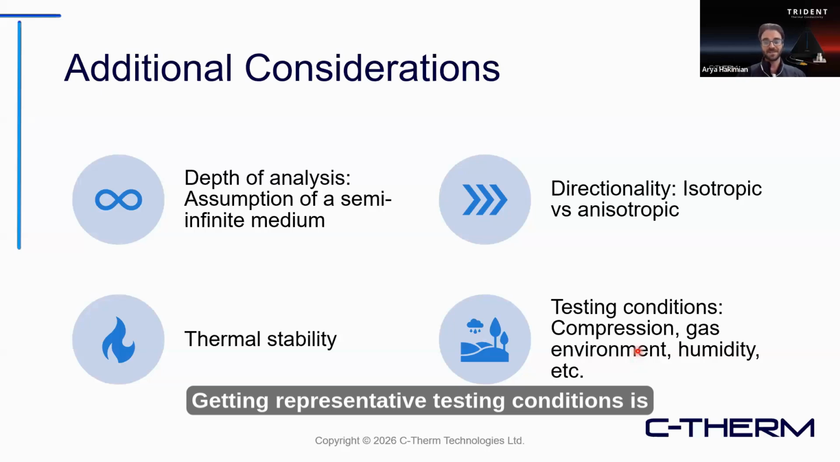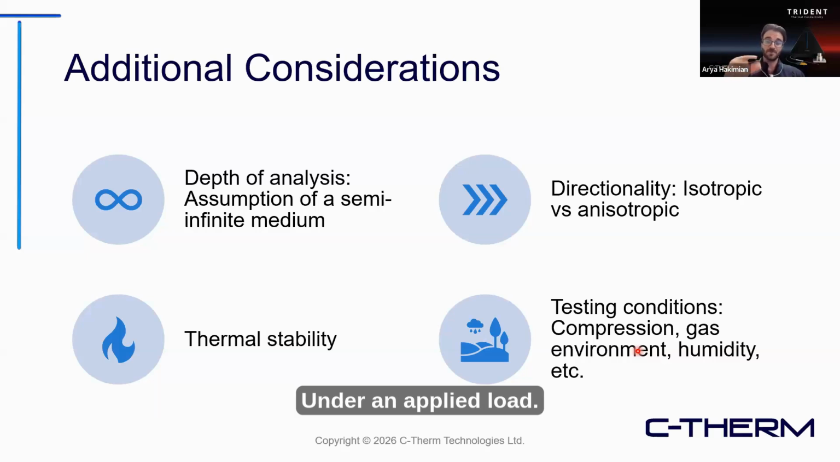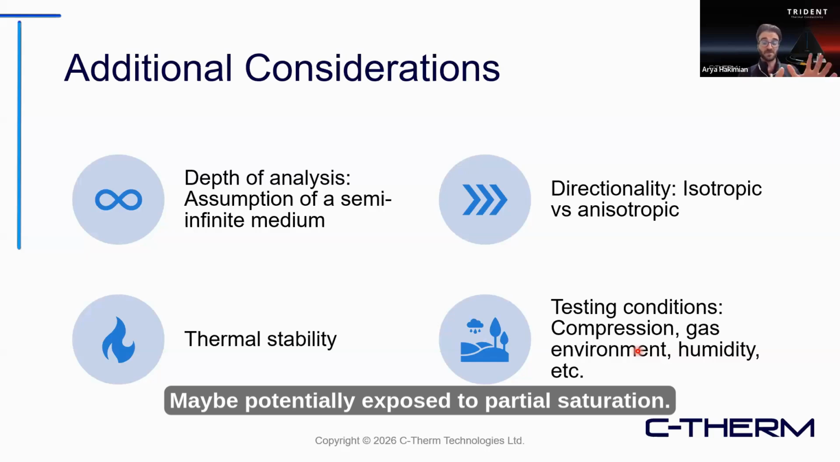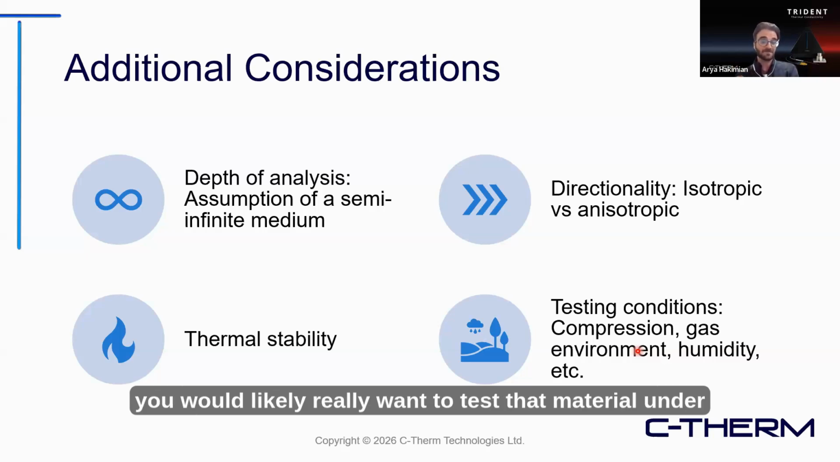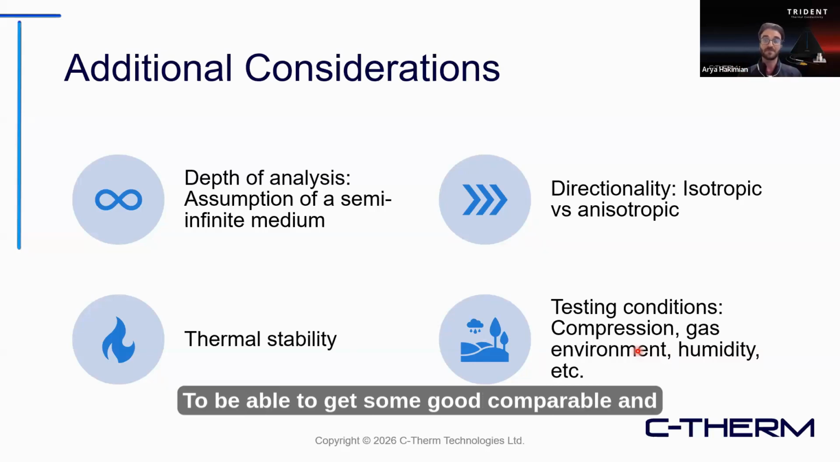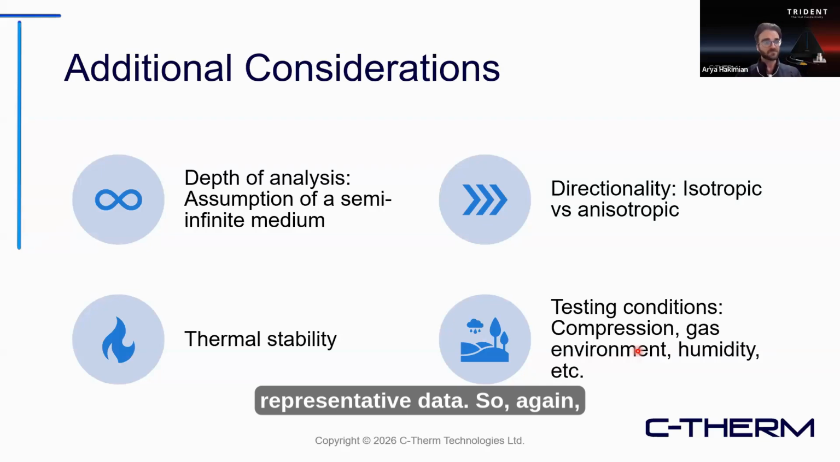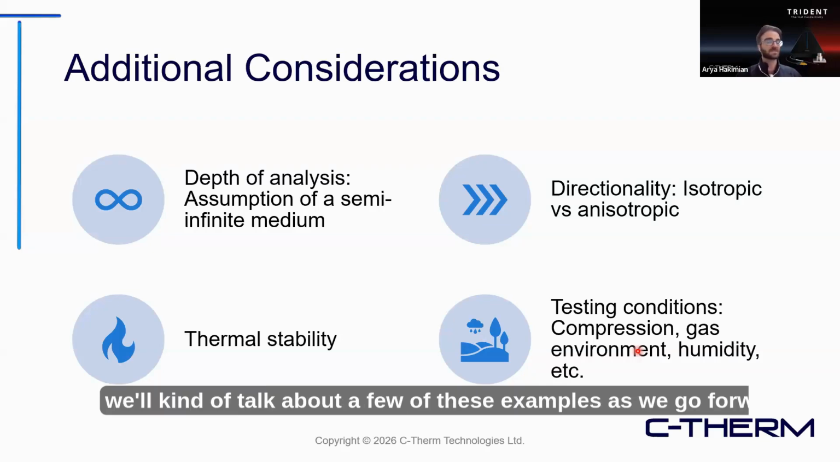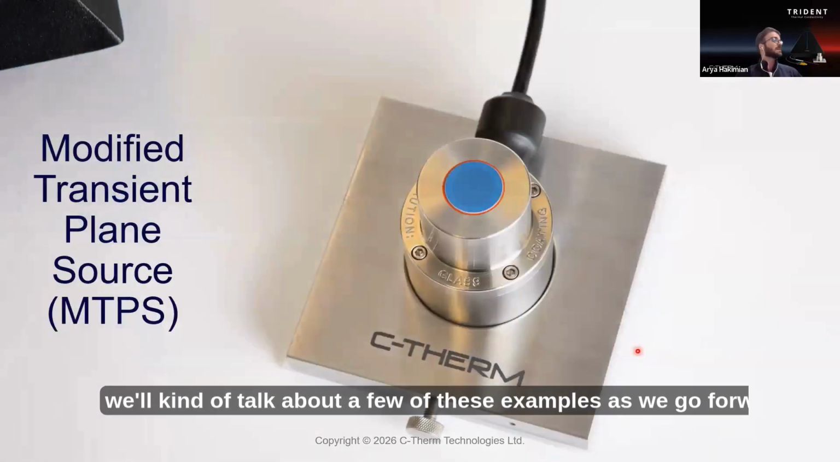Getting representative testing conditions is really one of the big things that we advocate for. If in application, let's say your compressible foam is going to be densified under an applied load, maybe potentially exposed to partial saturation or a high humidity environment, well, you would likely really want to test that material under those similar conditions to be able to get some good comparable and representative data. So again, we'll talk about a few of these examples as we go forward.